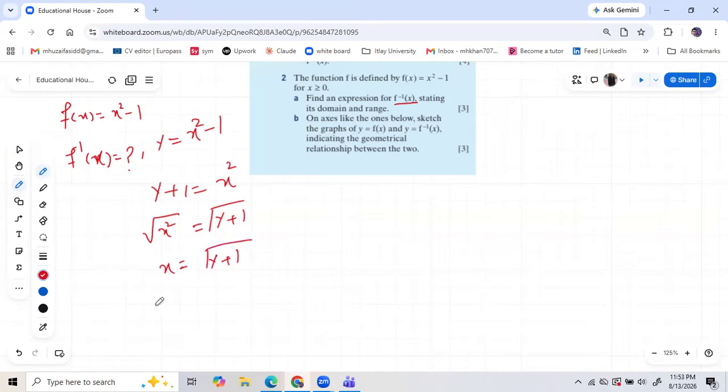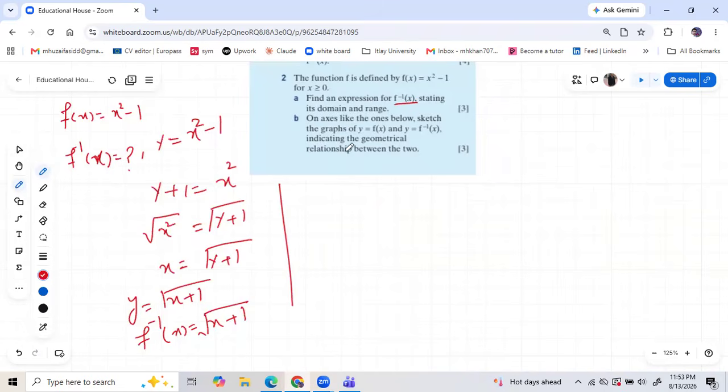And in the inverse function, what are we doing? We are replacing x with y and y with x. So we get the square root of x plus 1. So our inverse function is f inverse of x equal to the square root of x plus 1. Did you get it? Yes, sir. Okay. Now we want to find the domain and range of the inverse function. But before that, we want to find the domain and range of the original function, x squared minus 1.